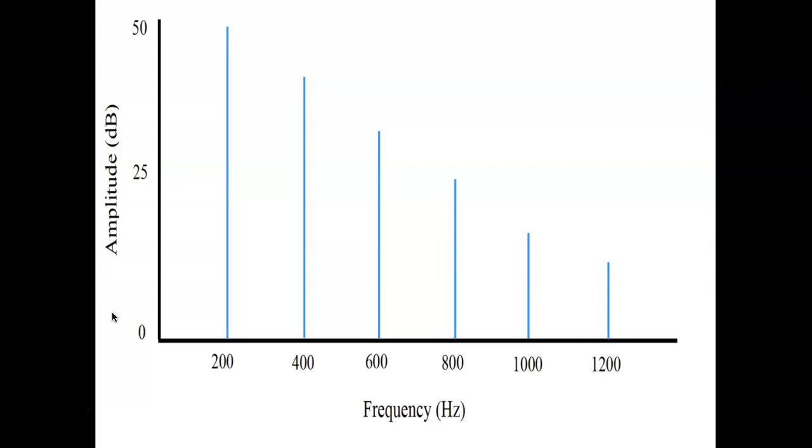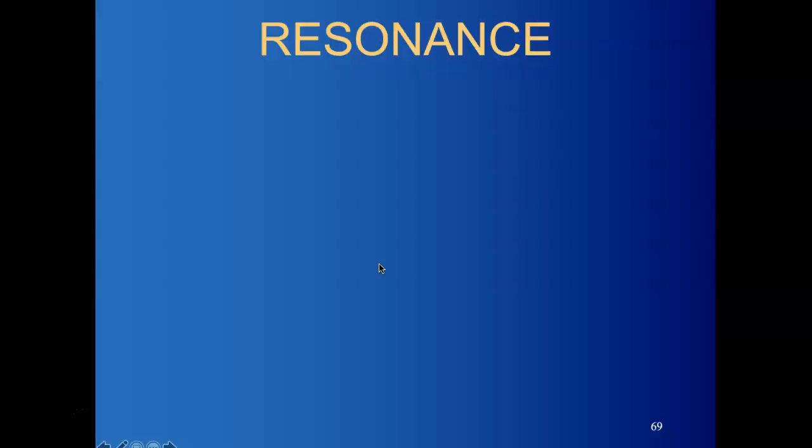So this is an example of a spectrum with a 200 hertz fundamental right here. Second harmonic, third harmonic, fourth harmonic, fifth harmonic, sixth harmonic. Okay? So 200 times 2 gives you 400. So that's the second harmonic. 200 times 3, right? And so on.